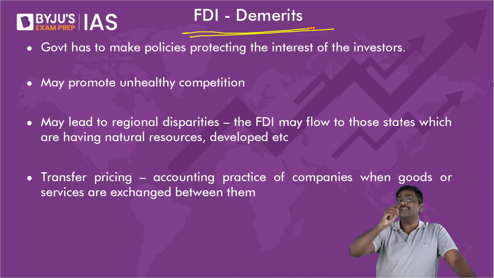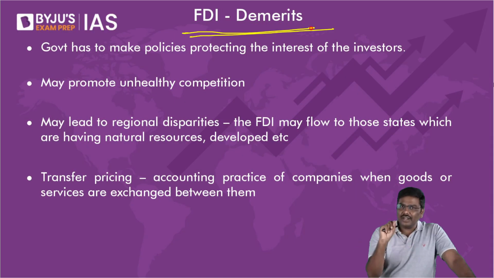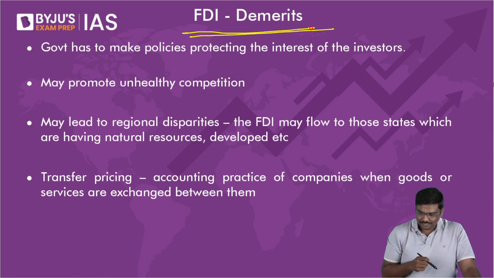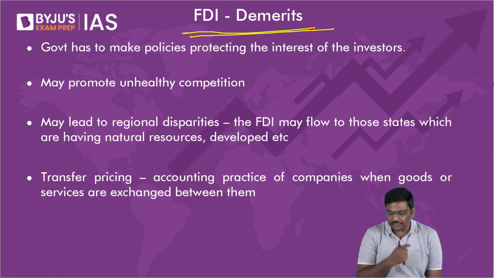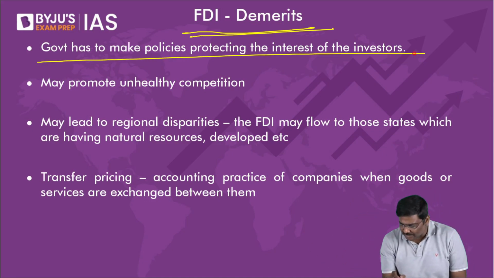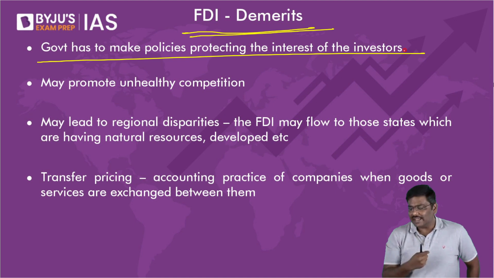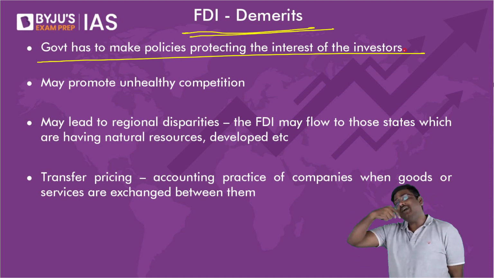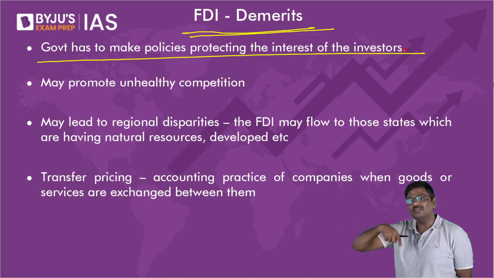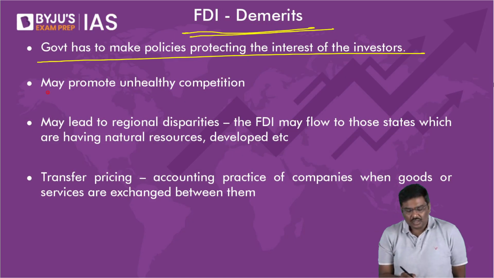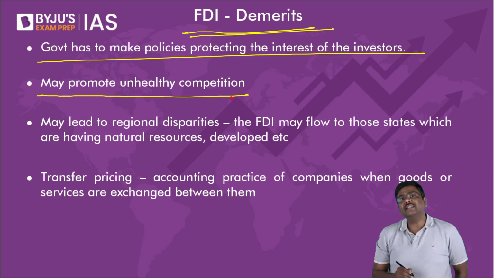Government, in order to attract FDI, has reduced corporate tax rate. Has it affected Government of India's tax revenues? Let me know. Can I call it a demerit? Right? Because government has to change their policies in order to attract foreign investors, hence it might affect government revenues. Second, may promote unhealthy competition.